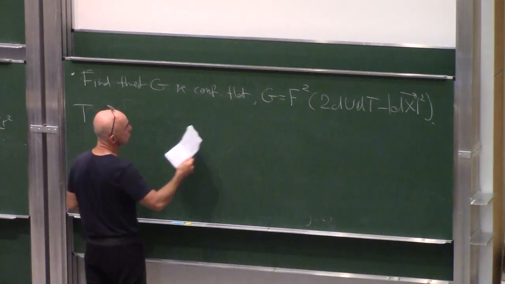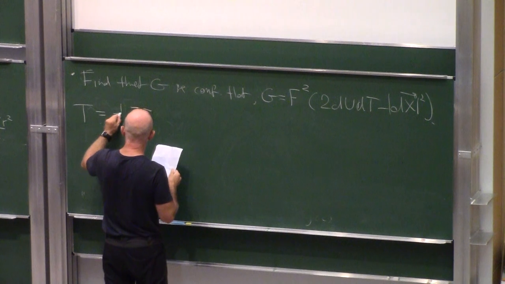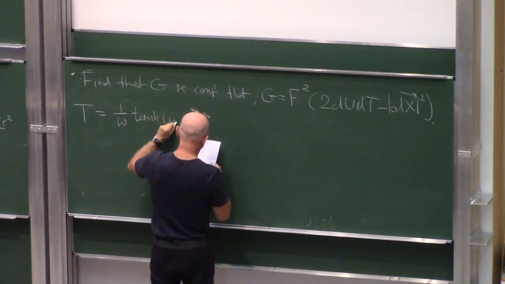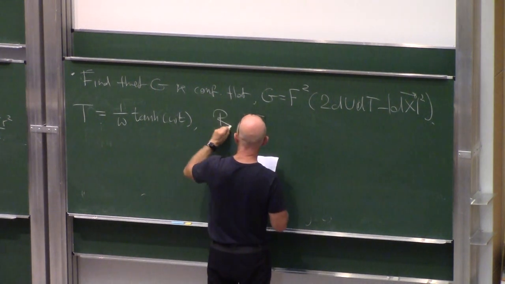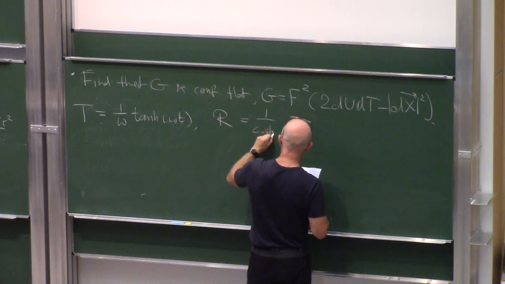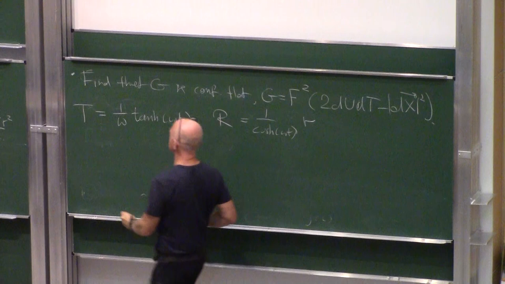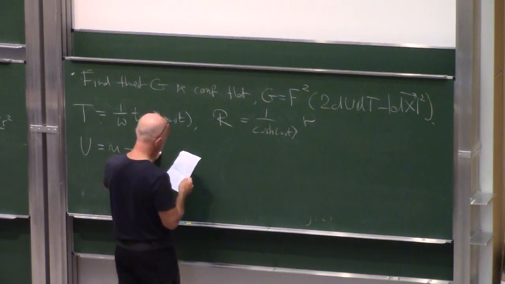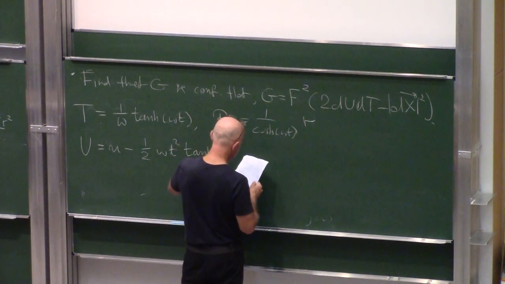You'll find that, first of all, you find the conformally flat coordinates, this capital U, capital T, and capital X, and they involve hyperbolic functions. So capital T is 1 over omega, tanh omega t, and then there is capital R, so the radial coordinate replacing little r, that's 1 over cosh omega t times r, and there is also capital U, which will be responsible for this phase, and this is u minus a half omega r squared times tanh omega t.